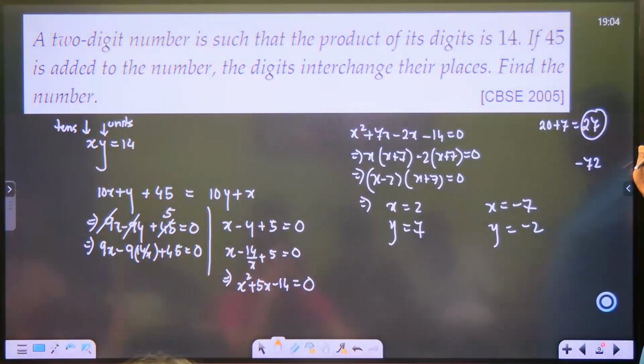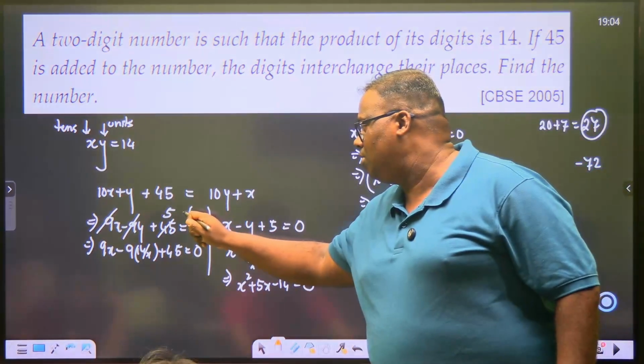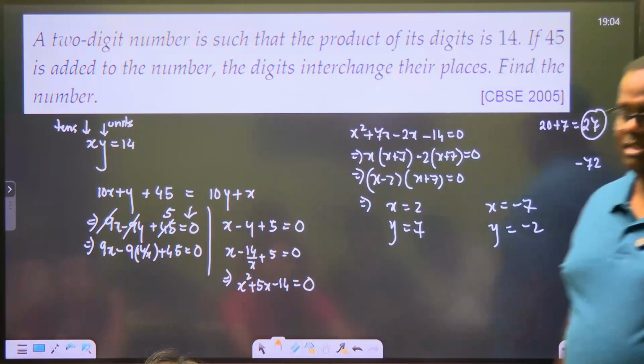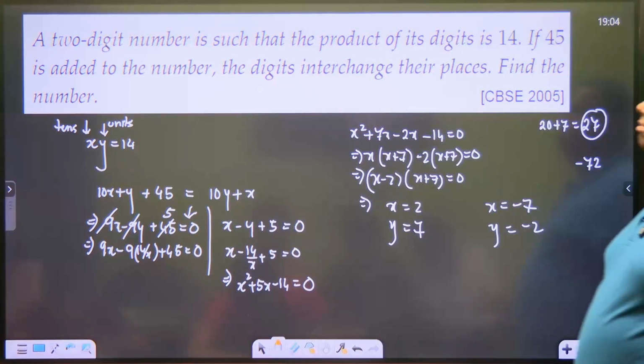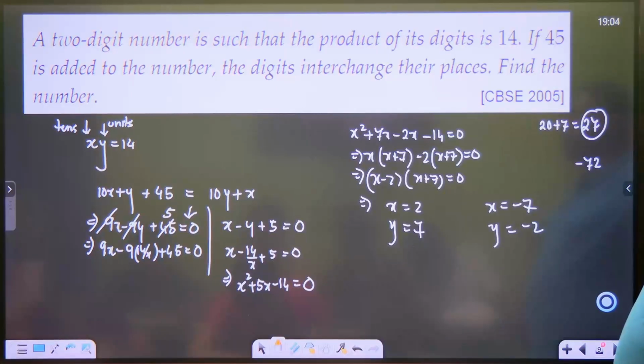Clear? You should watch all these steps. See from here how the problem can become easy. Keep the eyes fed. Okay, if the question was like this, a positive 2-digit number, then you will straight away discard x equal to minus 7, because your number has to be positive. Understood?